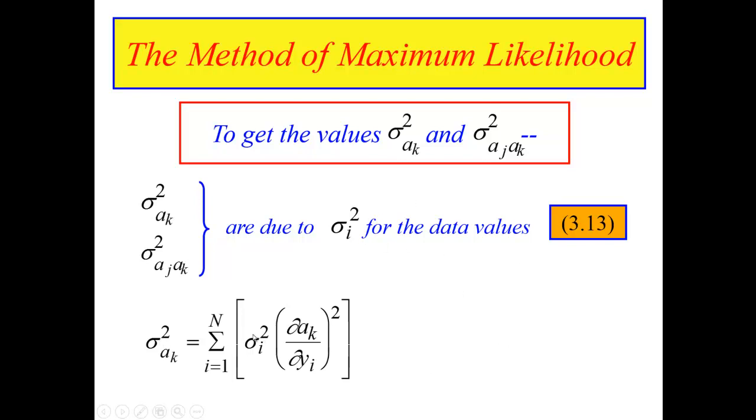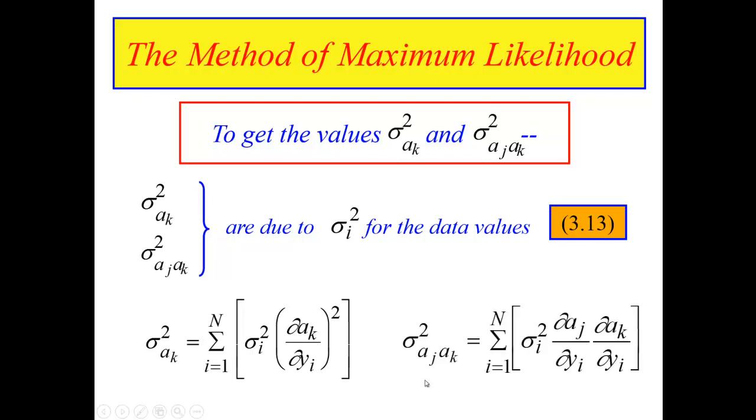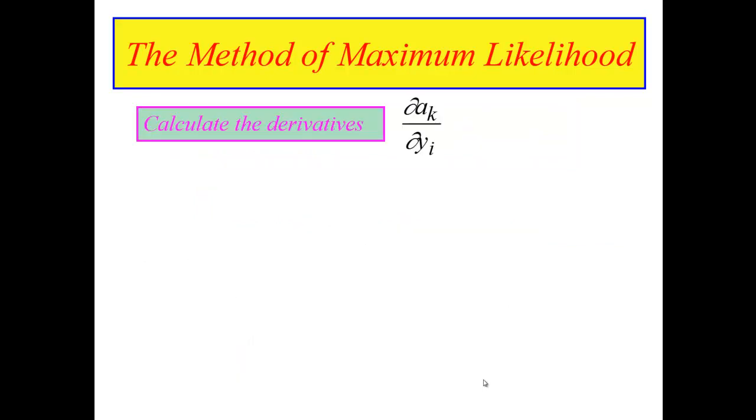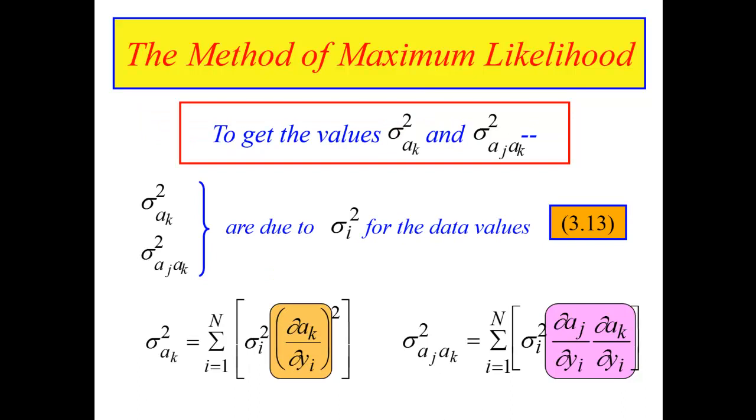So this term here for the variance in the kth coefficient in our fitting function will be given by this expression here. And then the covariance term for the jk combination of fit parameters will be given by an expression like this, with these derivatives in them. And so what we will need to do is determine what the derivatives are of each of the fit parameters with respect to the measured y values.